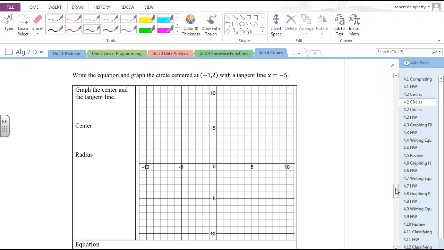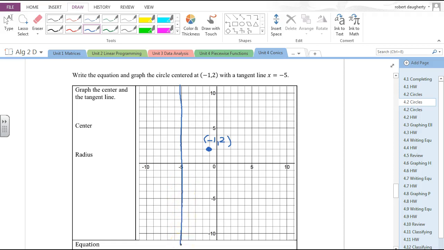Okay, what is a tangent line to a circle? It touches only at one point, okay? So if I'm not sure what this means, let me just draw it and figure it out. So graph the circle that's centered at negative 1, 2. That is right here. And it has a tangent line at x equals negative 5. What kind of line is x equals negative 5? Vertical, horizontal? The vertical line. So you go to x equals negative 5 and you draw a line.